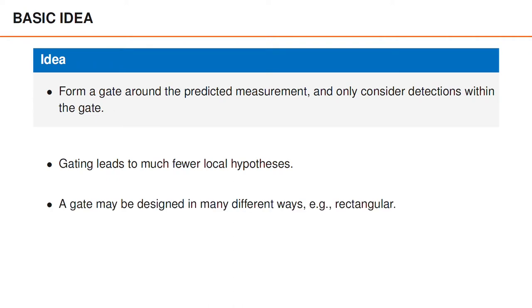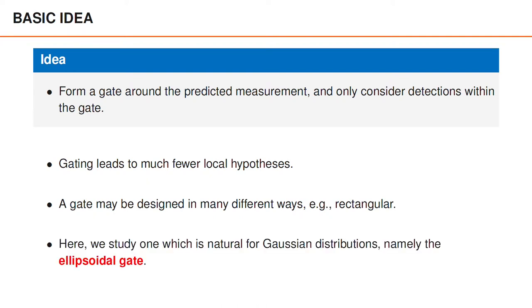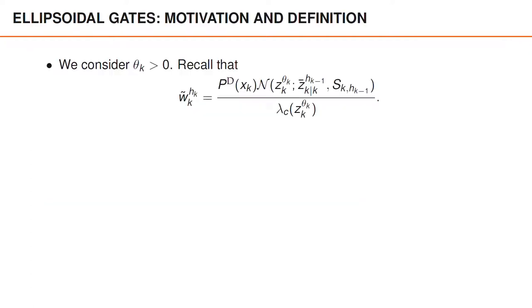We can form gates in different ways, where axis-aligned rectangular gates are arguably among the simpler alternatives. In this video, we focus on ellipsoidal gates, which are natural under Gaussian assumptions. To motivate why we use ellipsoidal gates, we can look at the unnormalized weights W tilde K for a hypothesis HK in a Gaussian sum filter. The PDA and nearest neighbor equations can be viewed as special cases of this equation. Note that we are considering which measurement associations can be ignored, and we therefore focus on the case where theta K is greater than zero.